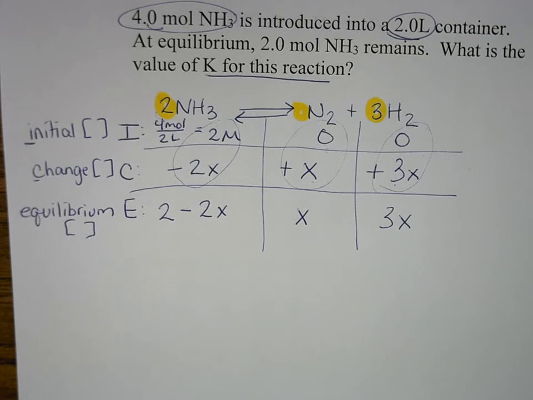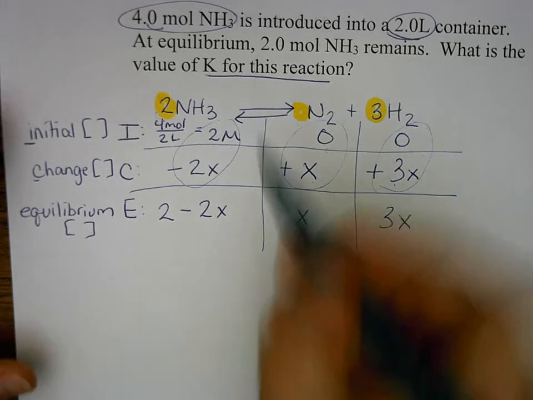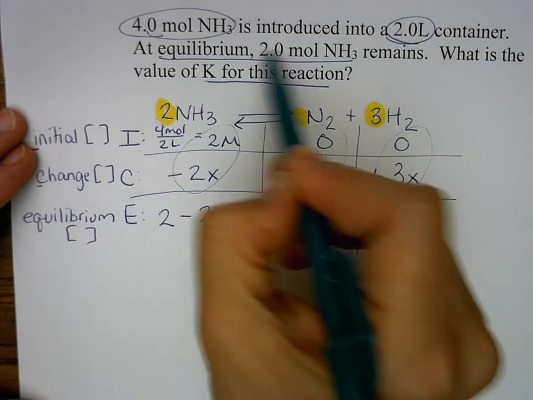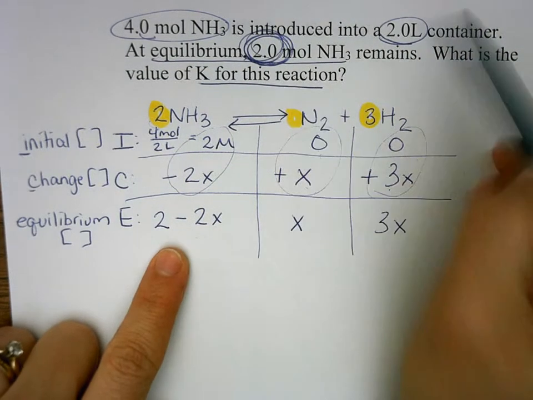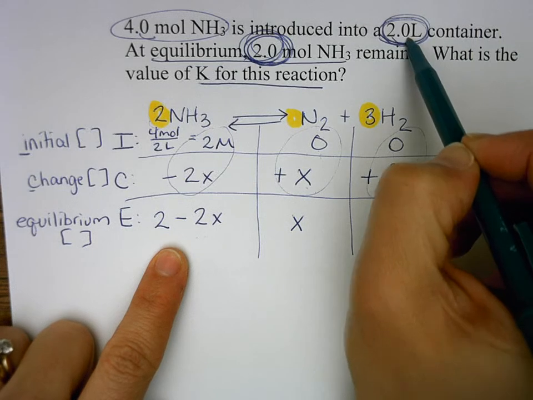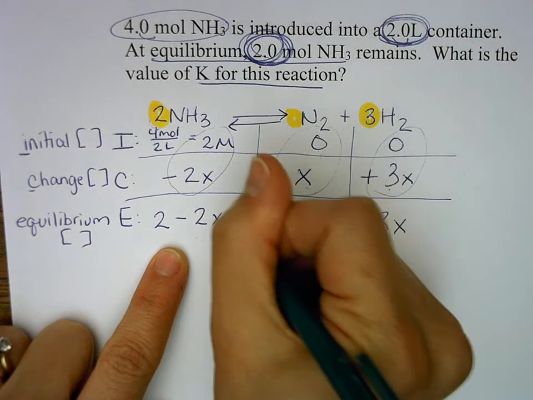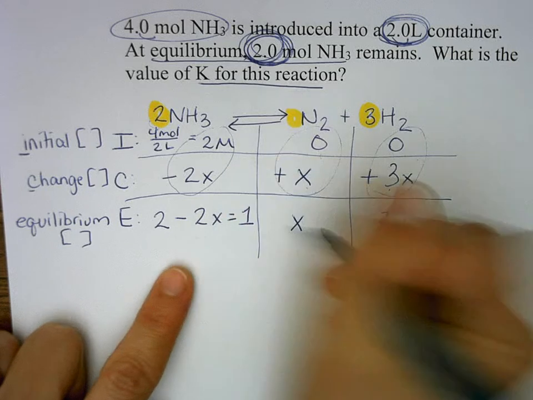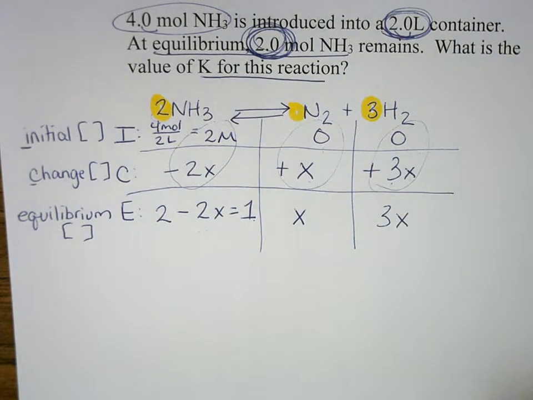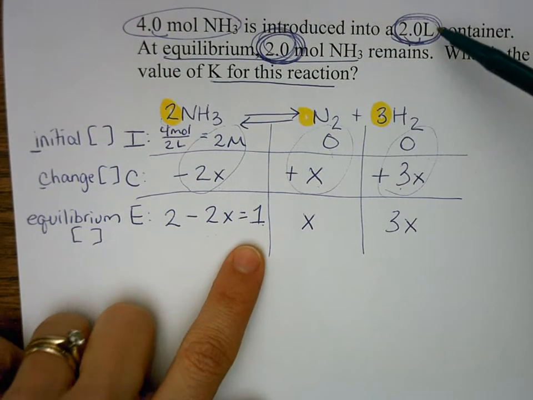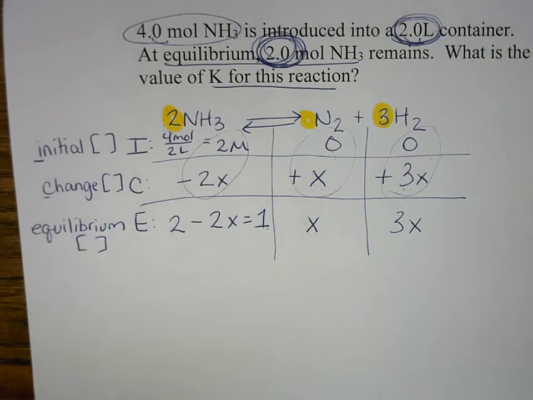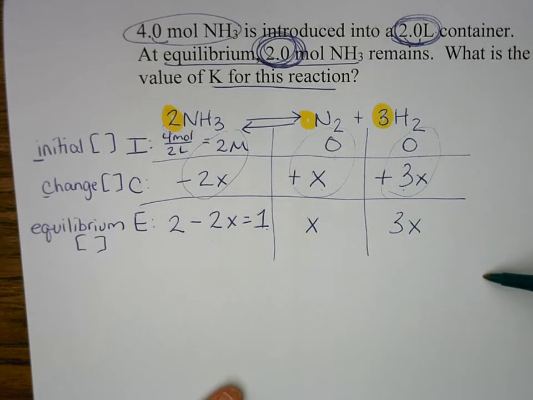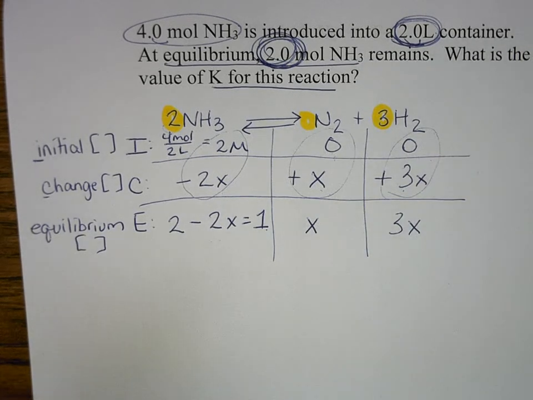Now, in this particular problem, it tells me that at equilibrium, 2 moles of NH3 remain. So that's 2 moles in 2 liters. What's that molarity? 1. So this 2 minus 2x equals 1, because of the 2 moles in 2 liters at equilibrium. The thing that's tricky about this is that every problem is a little bit different, and every time you're given different information in different parts of the chart. So you have to figure out where it goes.